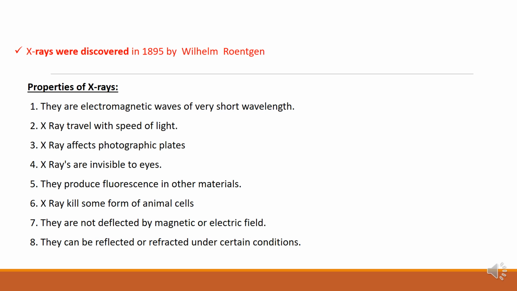X-rays travel with the speed of light, that is, 3 × 10^8 meters per second. X-rays affect photographic plates. X-rays are invisible to the eyes, but they produce fluorescence in other materials, meaning they produce light in materials such as zinc sulfide, phosphorus, etc. X-rays have high penetrating power, which is why they also kill some forms of animal cells.